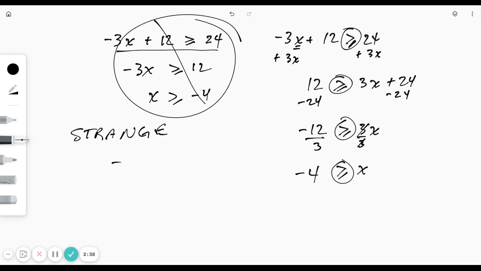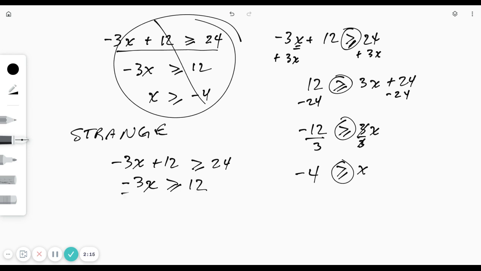So let's try this again. Negative 3x plus 12 greater than or equal to 24. If we choose to leave the negative 3x on this side, which means we're eventually going to divide by a negative 3, we're going to have to turn the sign around. I'll show you what I mean. Negative 3x is greater than or equal to 24 minus 12, which is 12.